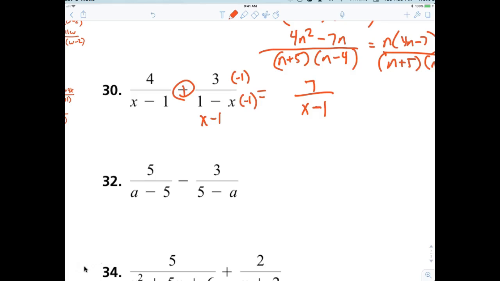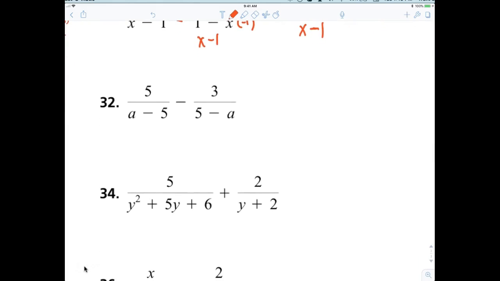All right, so now you've told me you understand 30. That means you should understand 32, and you can just tell me what the answer is. 8 over a minus 5. Thank you very much, Zoe. 8 over a minus 5.